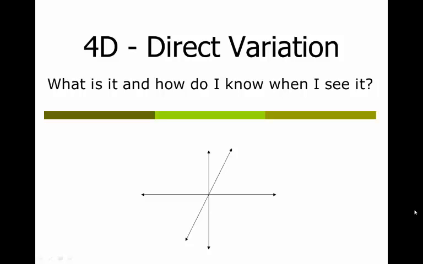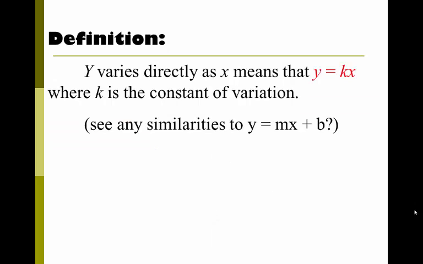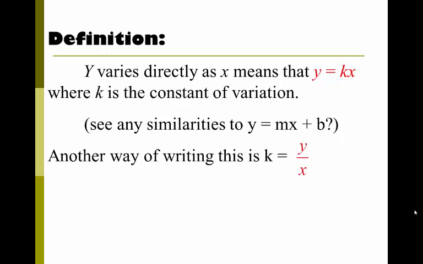Today we're going to be looking at learning target 4D, which is identifying if a linear function is a direct variation. To start, let's look at the definition. Y varies directly as x means that y must equal kx, where k is the constant of variation. It's very similar to the equation you already know, which is y equals mx plus b. Another way you can write this equation is that k has to be equal to y divided by x.